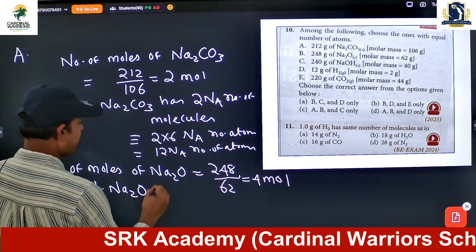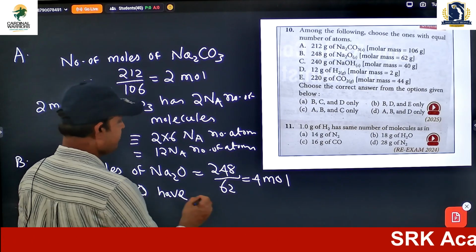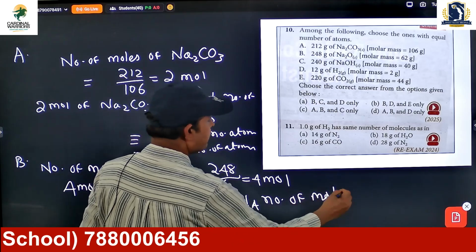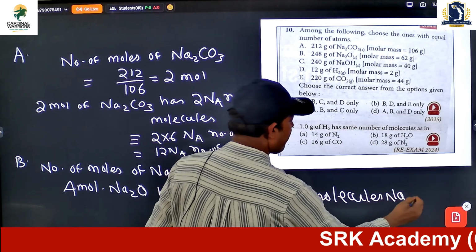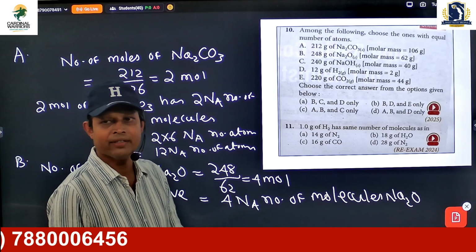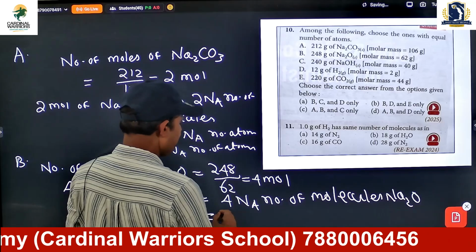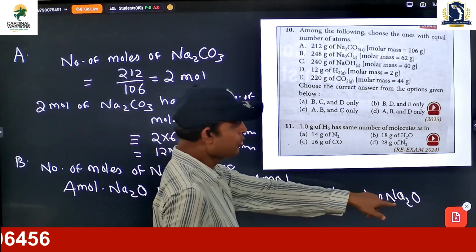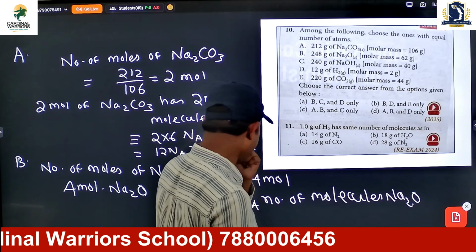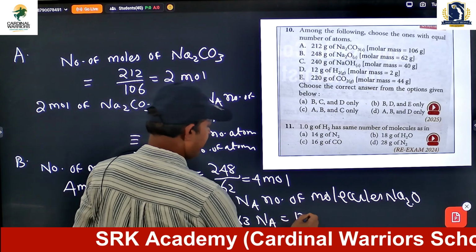4 mole of sodium oxide has how many? 4 Na number of molecules of sodium oxide. So one molecule has how many atoms? 3 atoms. So 4 Na number of molecules has 12... 3 into, because see, sodium 2, oxygen 1, 2 plus 1 becomes 3. So one molecule has 3 atoms, right? So 4 Na number of molecules have how many atoms? 4 into 3 Na, that is equal to 12 Na number of atoms.